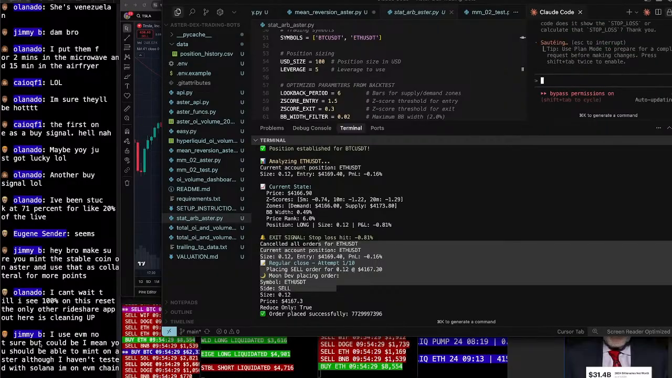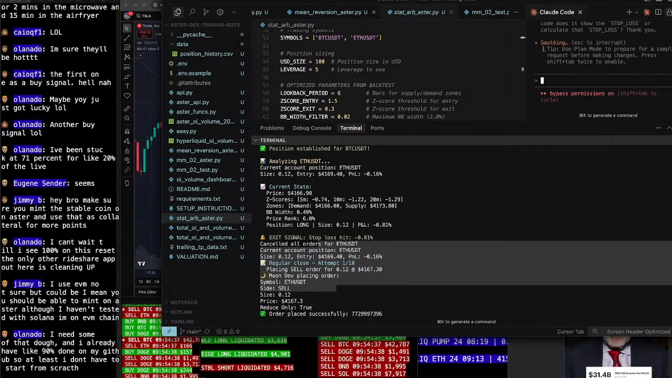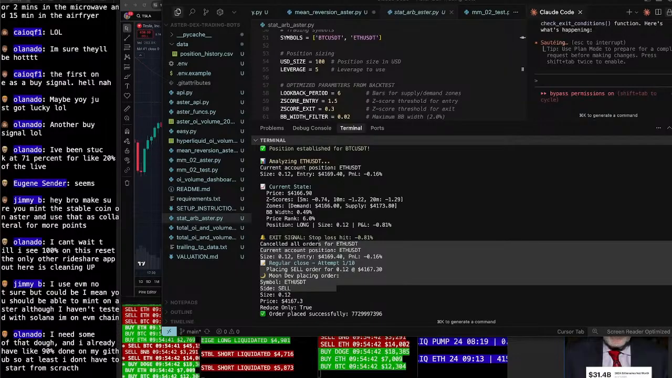I use EVM, not sure, but could be. I mean, you should be able to mint on Aster, though I haven't tested it with a non-EVM chain. Yeah, I wasn't able to mint on Aster with the Phantom chain, unfortunately.